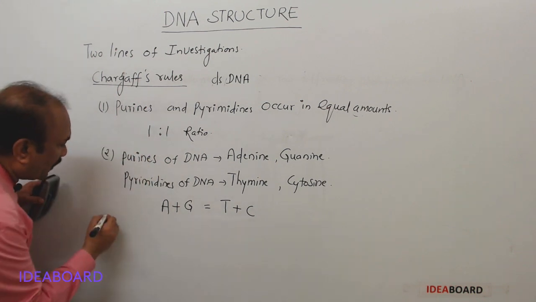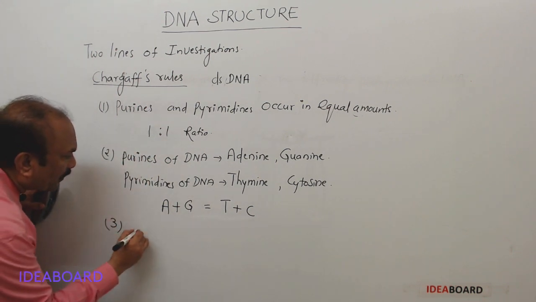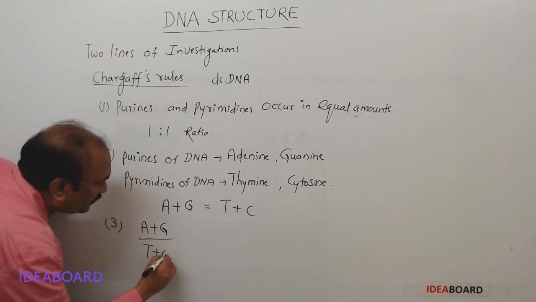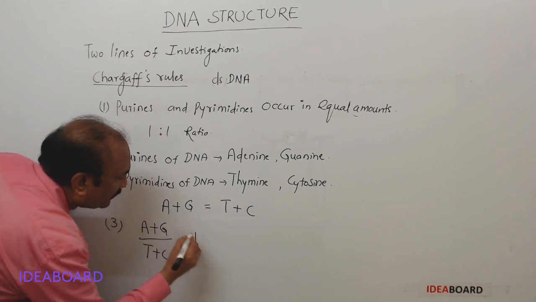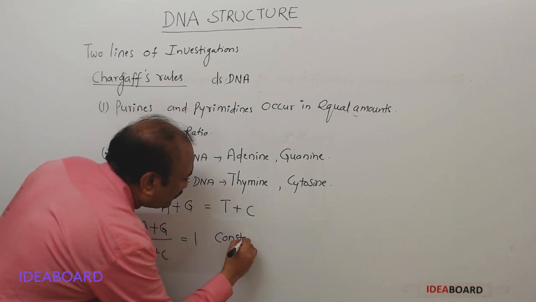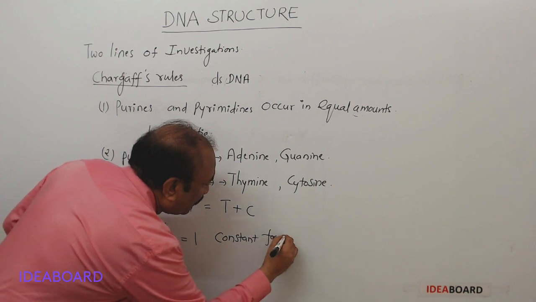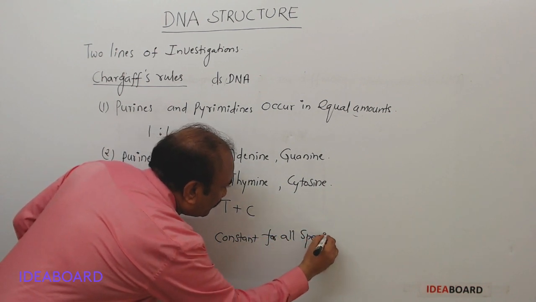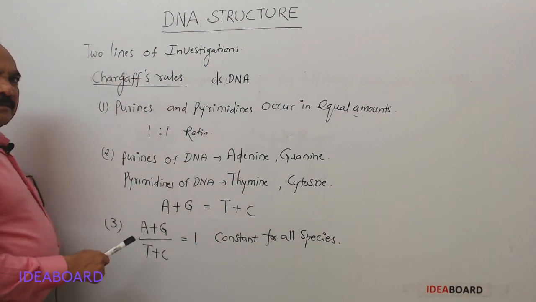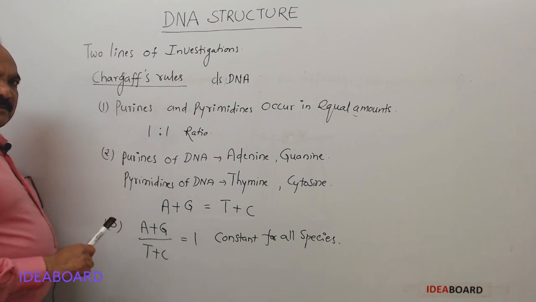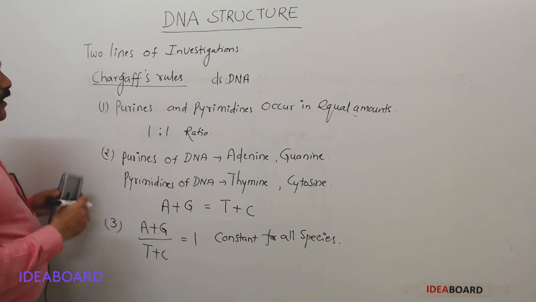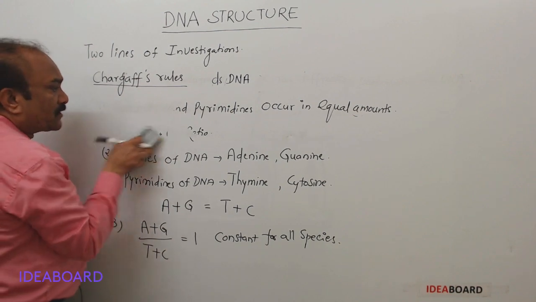This can be represented by the formula (A plus G) by (T plus C) is equal to 1. This is constant for all species. Whatever the number of purines present in the DNA of any species, it will have the same amount of pyrimidines also. And the fourth one is base ratio.